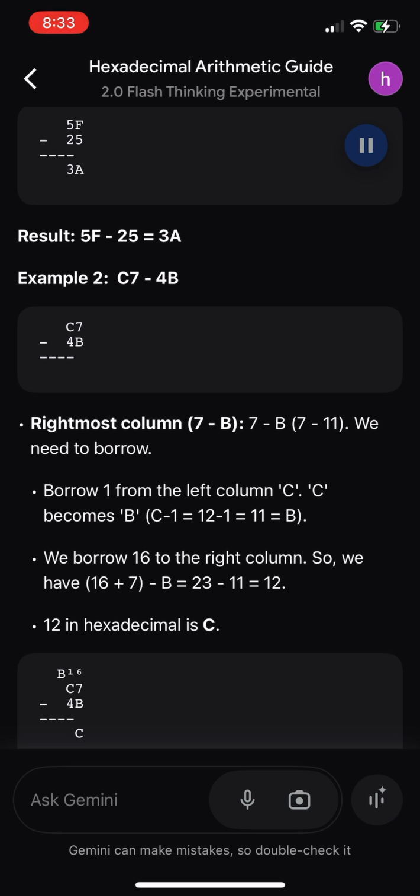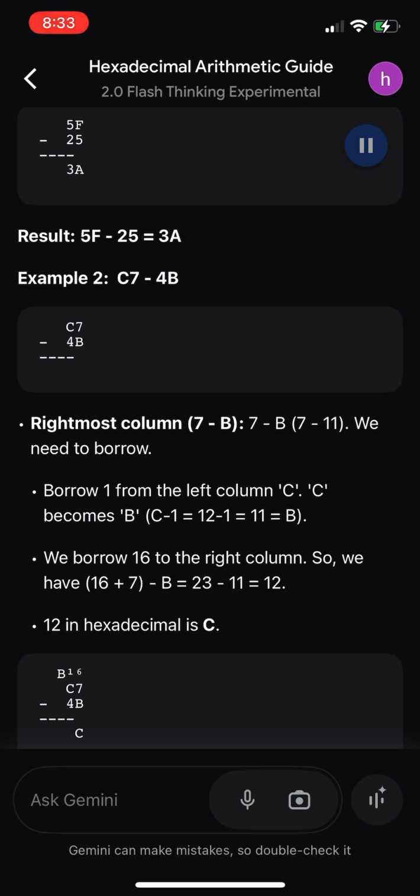Left column, 1 times B plus carryover. 1 times B plus 6 equals 11 plus 6 equals 17. How many times does 16 go into 17? Once. 1 times 16 equals 16. Remainder, 17 minus 16 equals 1. So 1 times B plus 6 equals 1, remainder 1. Write down 11 in hexadecimal.